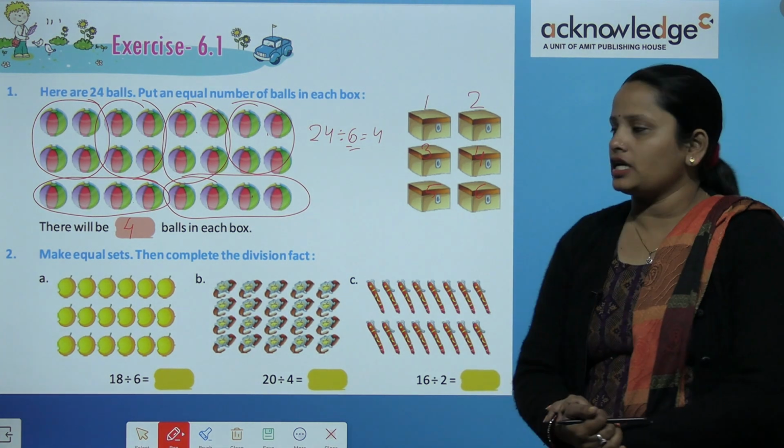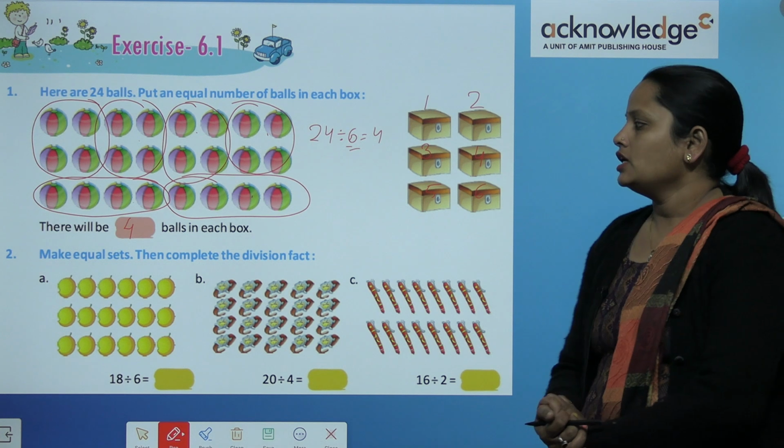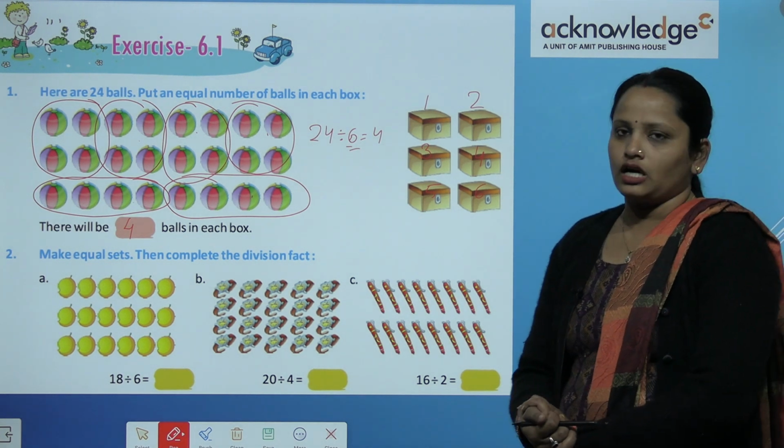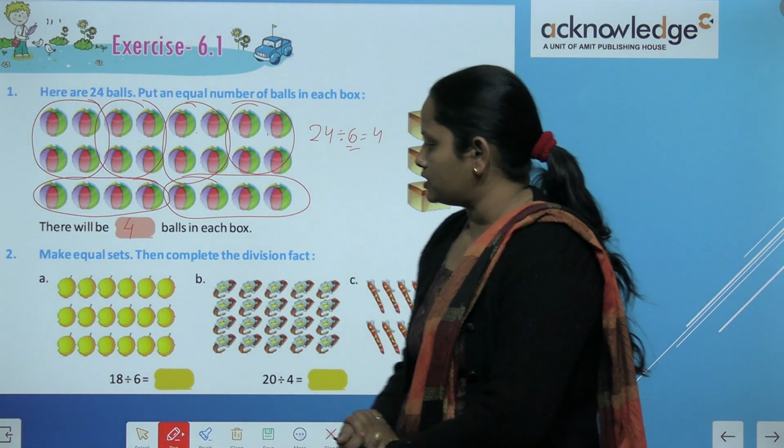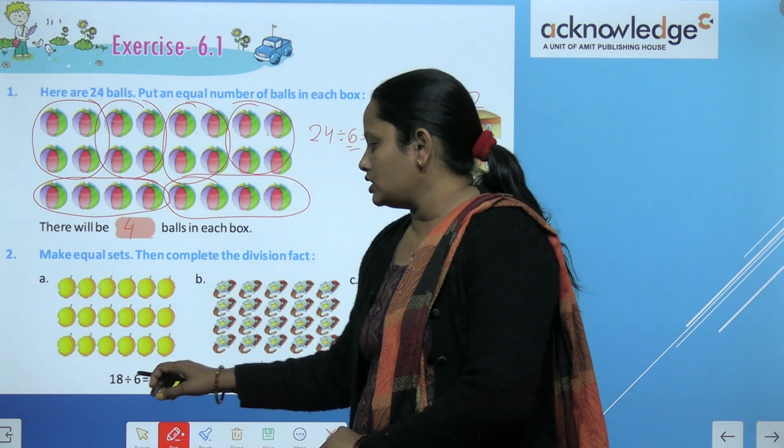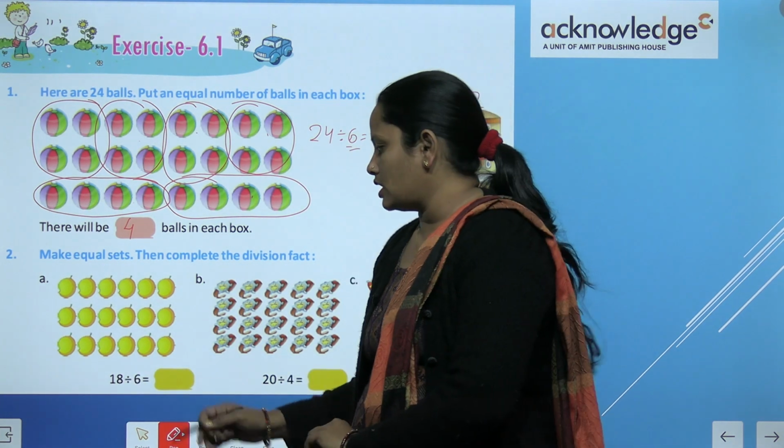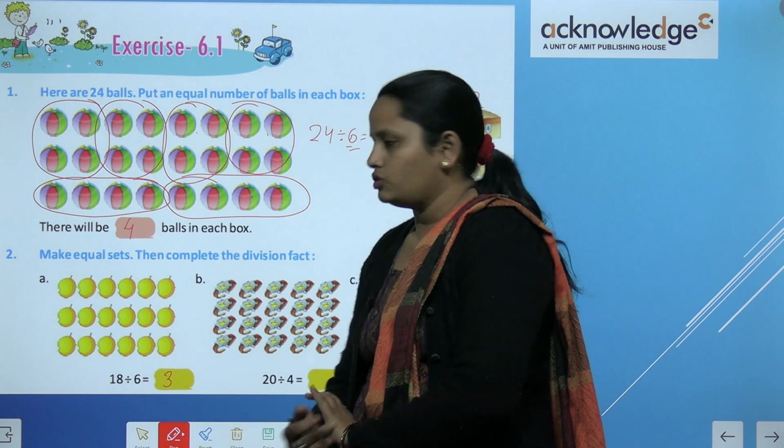Now question number 2 says make equal sets, then complete the division fact. हमें equal set बनाने हैं और division fact को complete करने हैं. So 18 divided by 6 is 3.